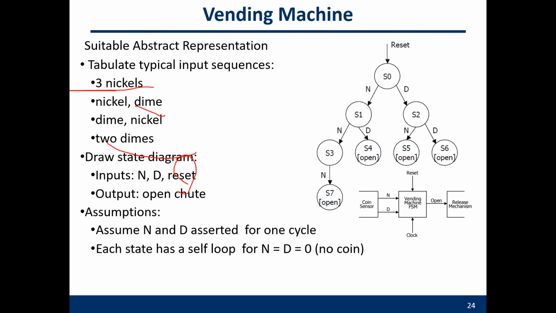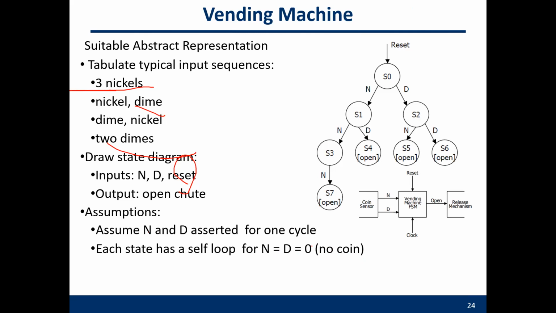When you have the reset, you have to go back to the initial state, the start state. The N indicates nickel, D indicates dime. The output is whether you send out the drink or not. We can assume that N and D can hold for 1 cycle. And each state has a self loop for N equals 0, D equals 0. So there's no coin.